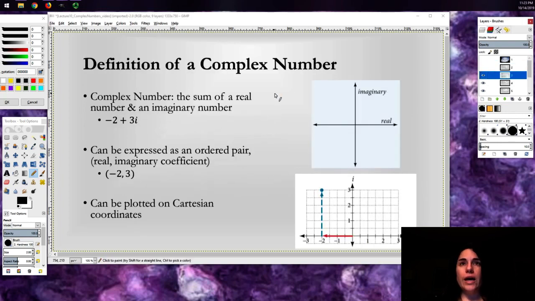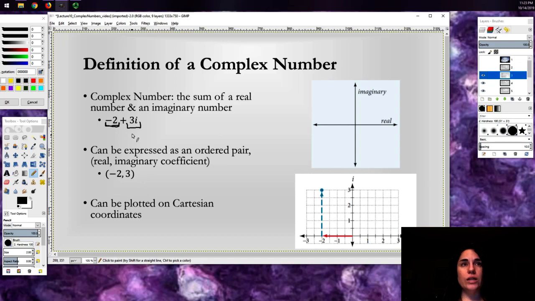So what we're going to look at, and what you just noticed, is that I had a complex number. The definition of a complex number is the sum of a real number and an imaginary number. And I have an example here, -2 plus 3i. There's a real portion here, which is just the first part, the real -2. Anything that has the i associated with it is going to be the imaginary part of that complex number.